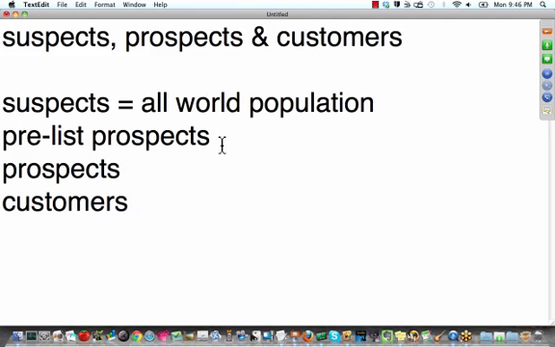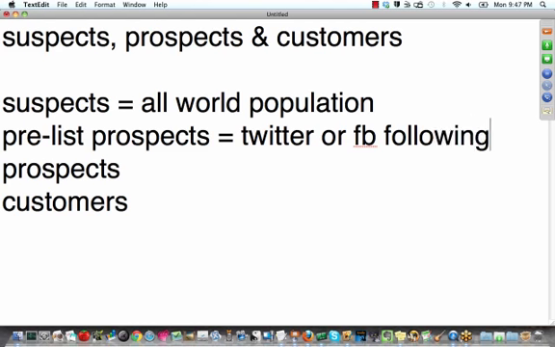So we build a pre-list of prospects, and that is either a Twitter or Facebook following, fans, if you will. And these pre-list prospects are people who have joined Facebook or Twitter and followed you so that they're in your Facebook or Twitter following. But remember, who owns that data? Who owns what's on Twitter? Who owns what's on Facebook? Twitter and Facebook do. Who controls your access to the people who are in your following on Twitter or Facebook?